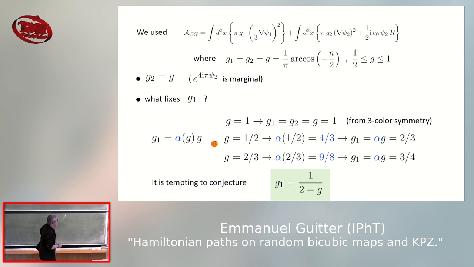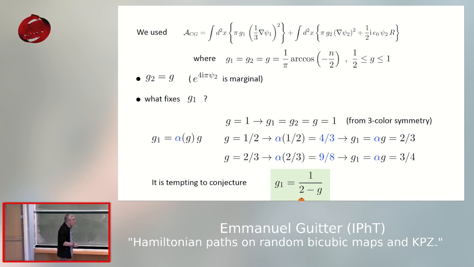And so what we propose is that for G equal 2/3 at n equal 1, we know that we must take alpha equal 9/8, which corresponds to G1, which is alpha G equals 3/4. We know because we have the exact results by Ivan Kostov. So we have to take G1 equals this. For n equals 0, we propose that 4/3 is the correct value. Then we have to take G1 equals this. And for G equals 1, which corresponds to n equals 2, the symmetry between the three colors says that G1 must be equal to G2 equals 1 in that case. Okay, so in all cases, you have G1 is 1 over 2 minus G, sorry.